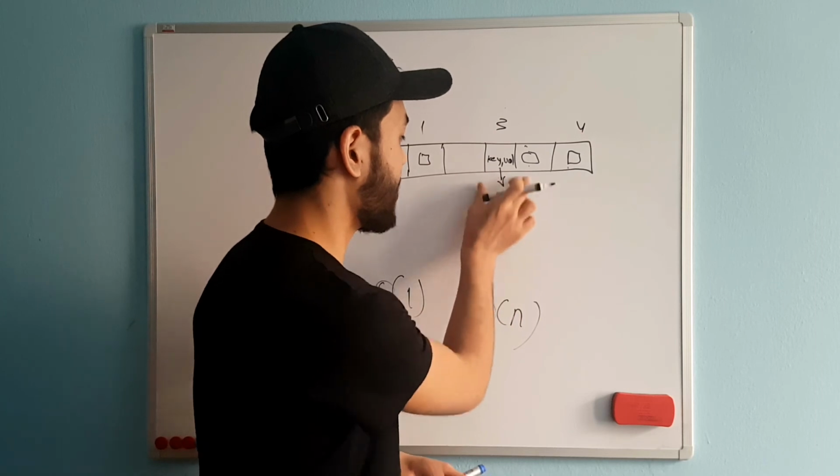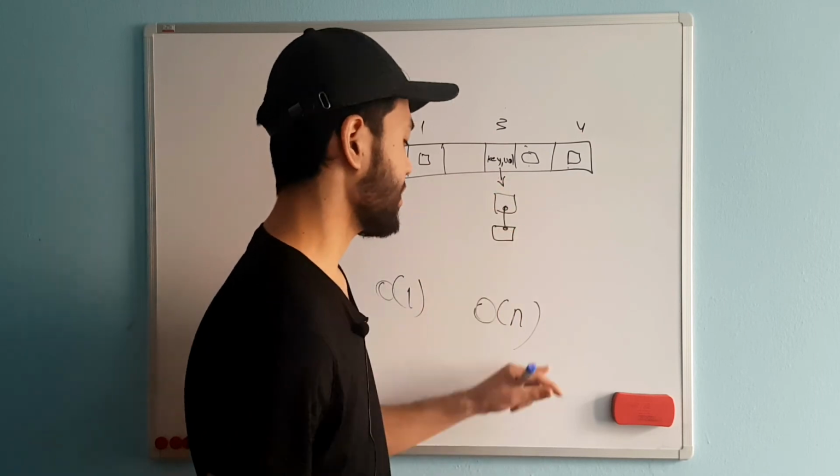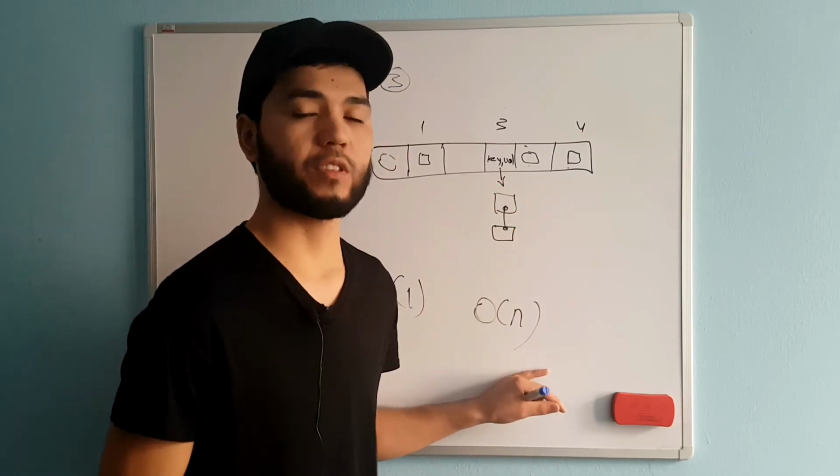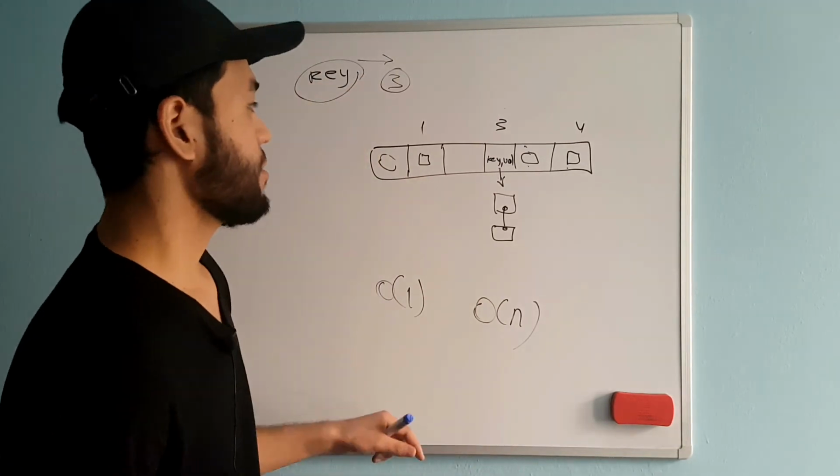Whenever we have more collisions, the time complexity will be O(n), which is linear. And this is all about the hash table.